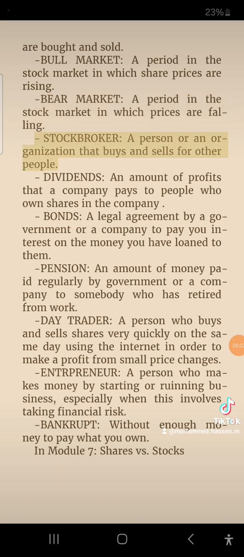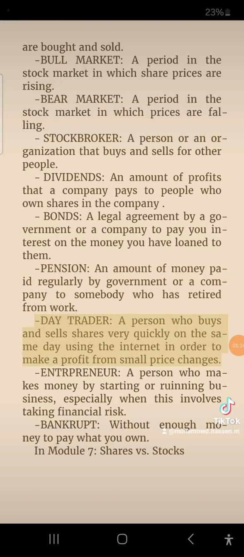Stockbroker. A person or an organization that buys and sells for other people. Dividends. An amount of profits that a company pays to people who own shares in the company. Bonds. A legal agreement by a government or a company to pay you interest on the money you have loaned to them. Pension. An amount of money paid regularly by government or a company to somebody who has retired from work.